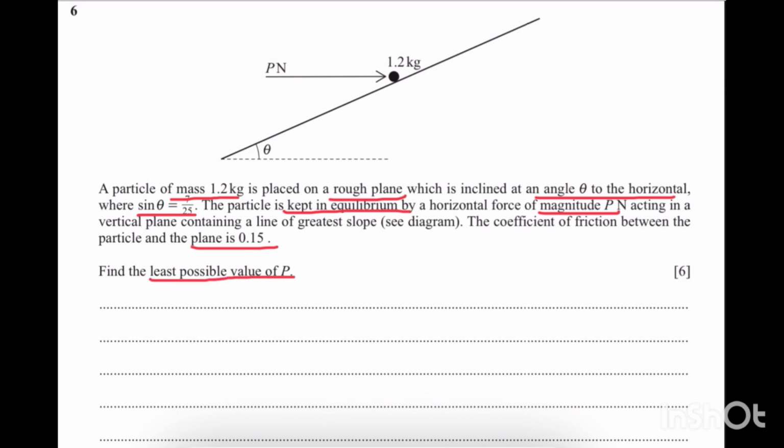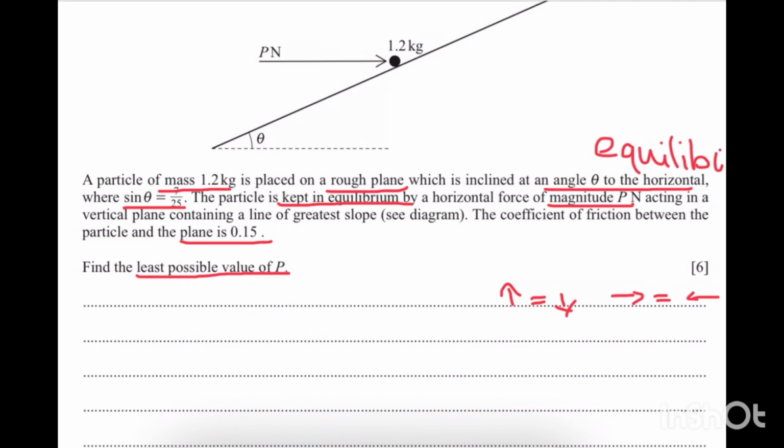The most important information that they've given us is that this entire system is in a state of equilibrium. So what that means is that the forces that are acting upwards must be equal to the forces acting downwards, and the forces acting rightwards must be equal to the forces acting leftwards. So for that, we will need to resolve the forces given in this plane.